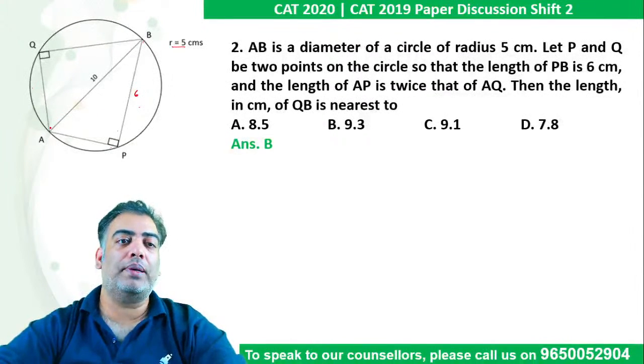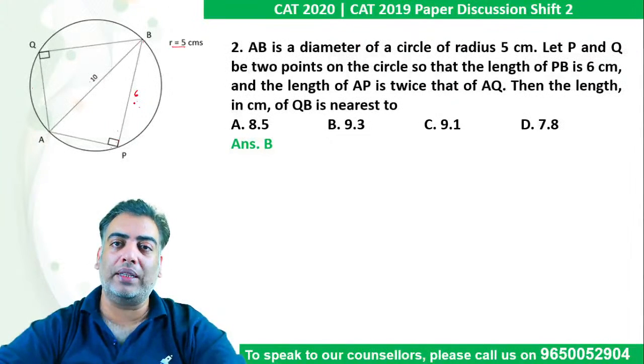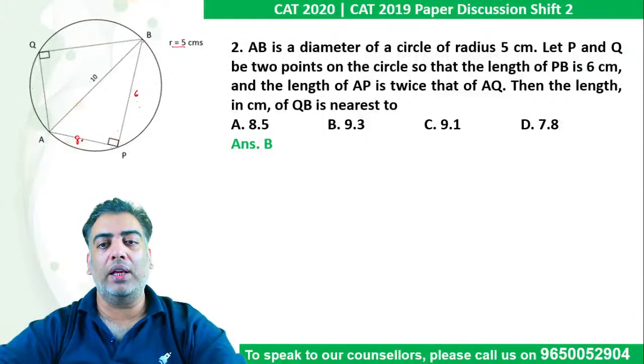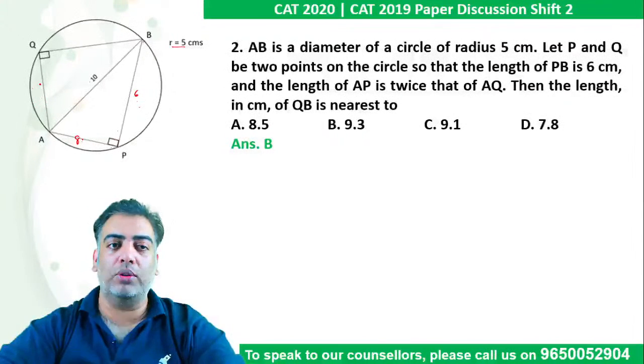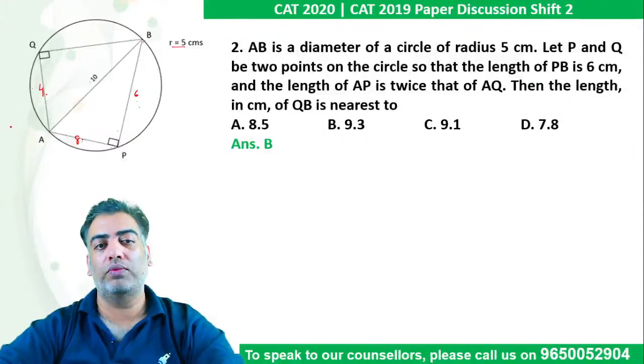Now, please keep in mind that when you form a triangle ABP, this P lies on the circumference and AB is the diameter, right? So triangle in a semicircle always makes an angle of 90 degree at the circumference. So angle APB comes out to be 90. So if this is 10, this is 6, using Pythagorean triplet, we can say AP equals 8. And if AP is twice that of AQ, so AQ must be equivalent to 4.